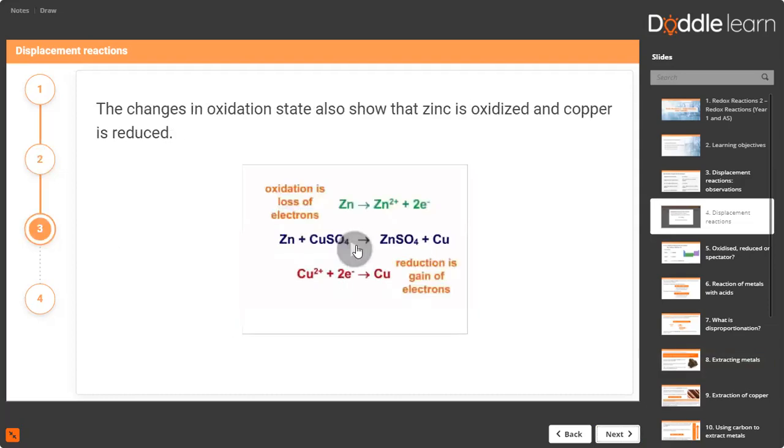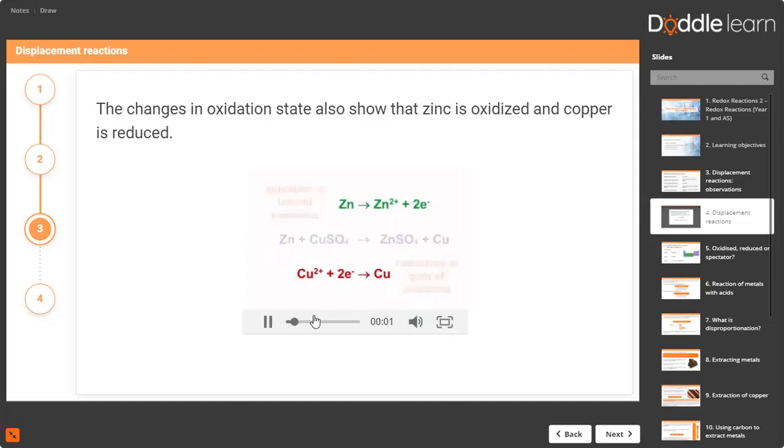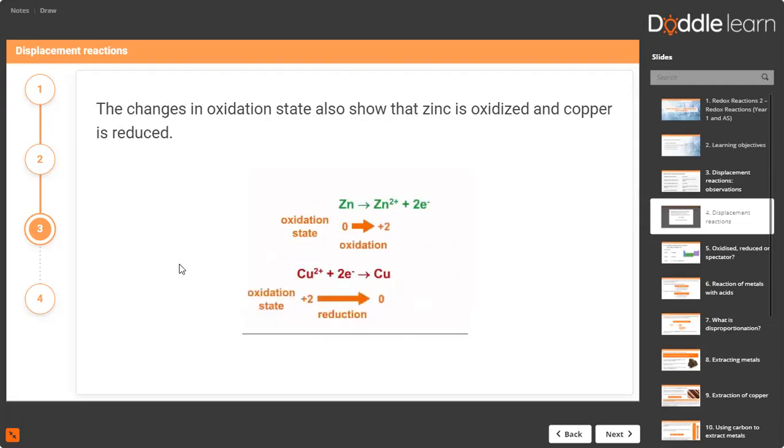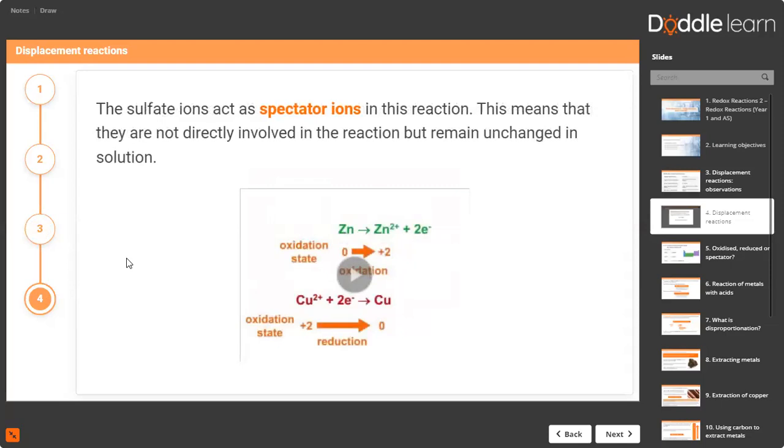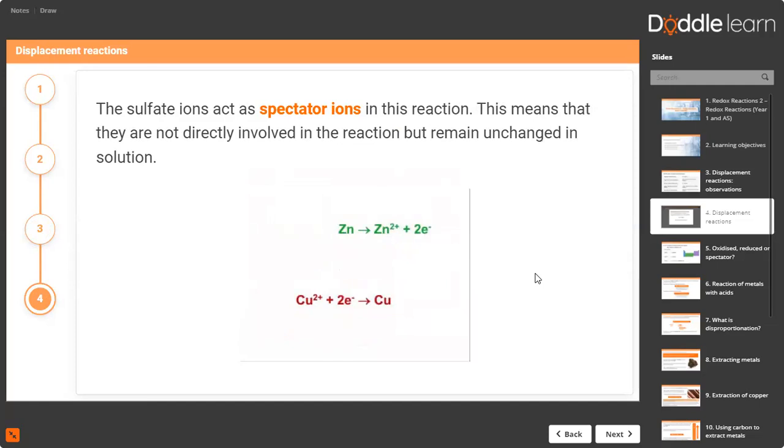The changes in oxidation state also show that zinc is oxidized and copper is reduced, which is what we've already said. So our oxidation state goes from 0 to +2 in zinc, and in copper it goes from +2 to 0. The sulfate ions in this situation act as spectator ions. This means that they aren't directly involved in the reaction, but they remain unchanged in the solution.